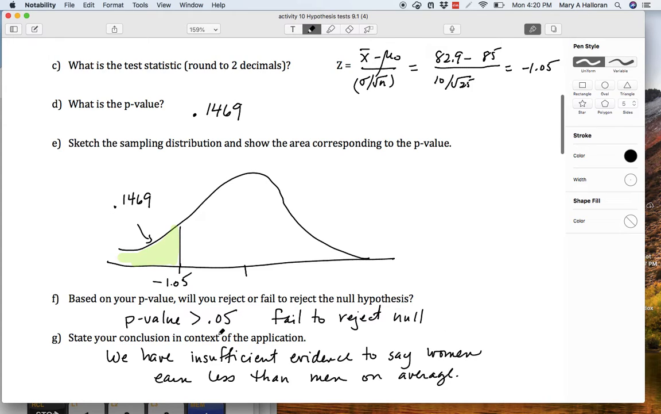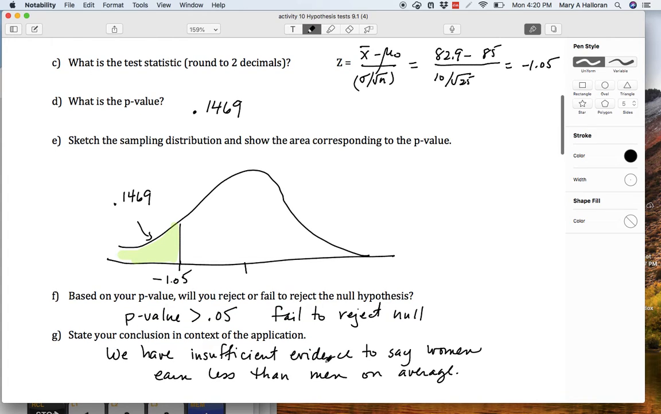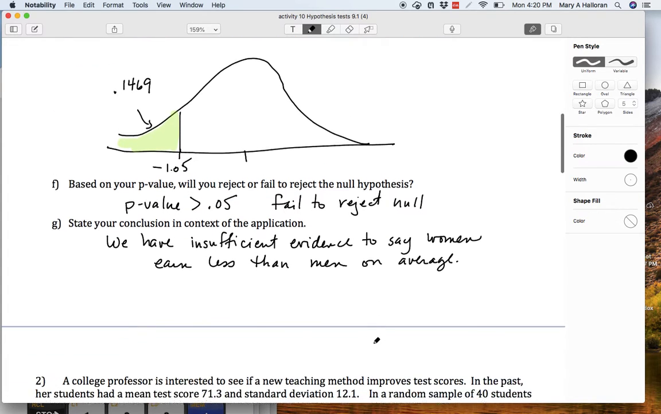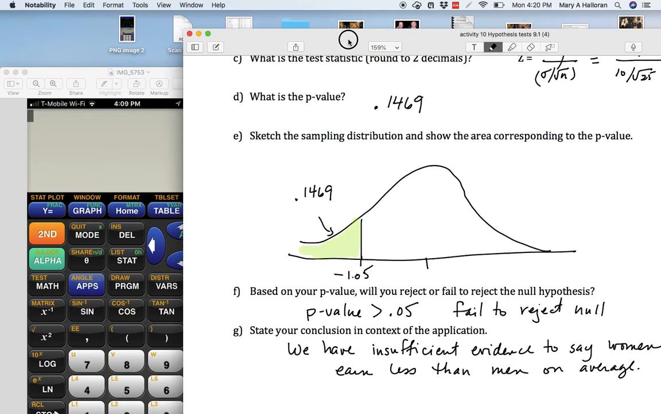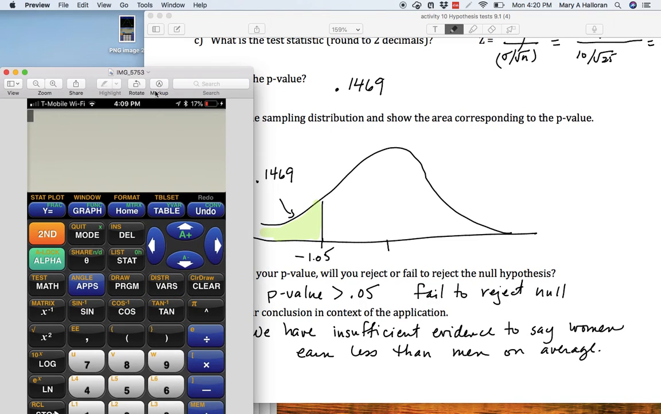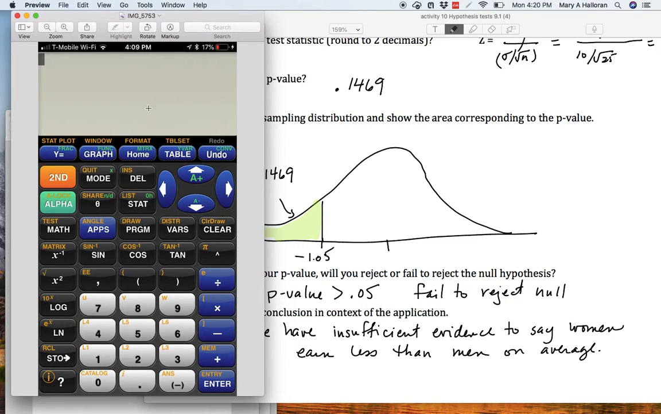Remember, very low p-values, less than our significance level, give us evidence that the alternative is what's really going on. So that's the first example. Let me show you how you would do this using your calculator. So what you would do is, I have a screenshot. You need your calculator. You want to hit the stat button. So this button right there.